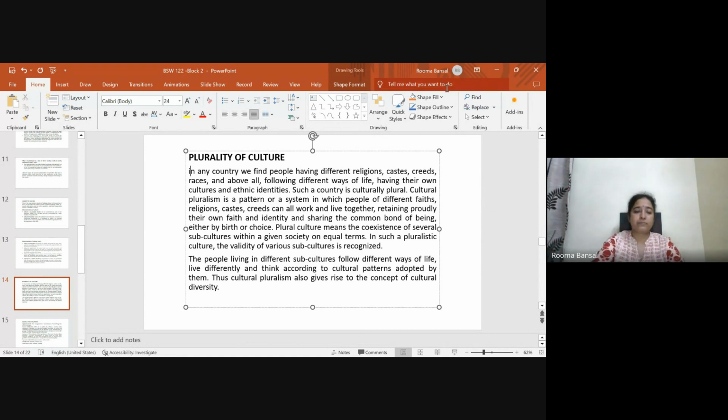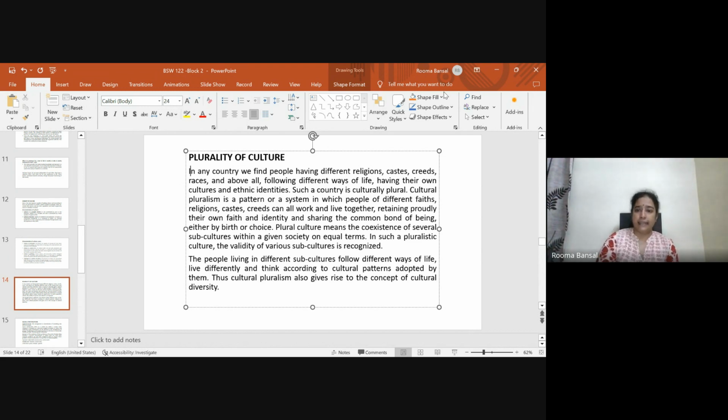Here, we are talking about plurality of culture. It means in any country, here we can take the example of USA, UK, Germany, France, or India, we have people from different religions, castes, races, and apart from all these things, they have different ways of life, having their own cultures and ethnic identities. So this kind of country is called a culturally plural country. It means we have so many people from different castes, different classes, different religions. They are staying together. They have some common bonds of being either by birth or by choice.